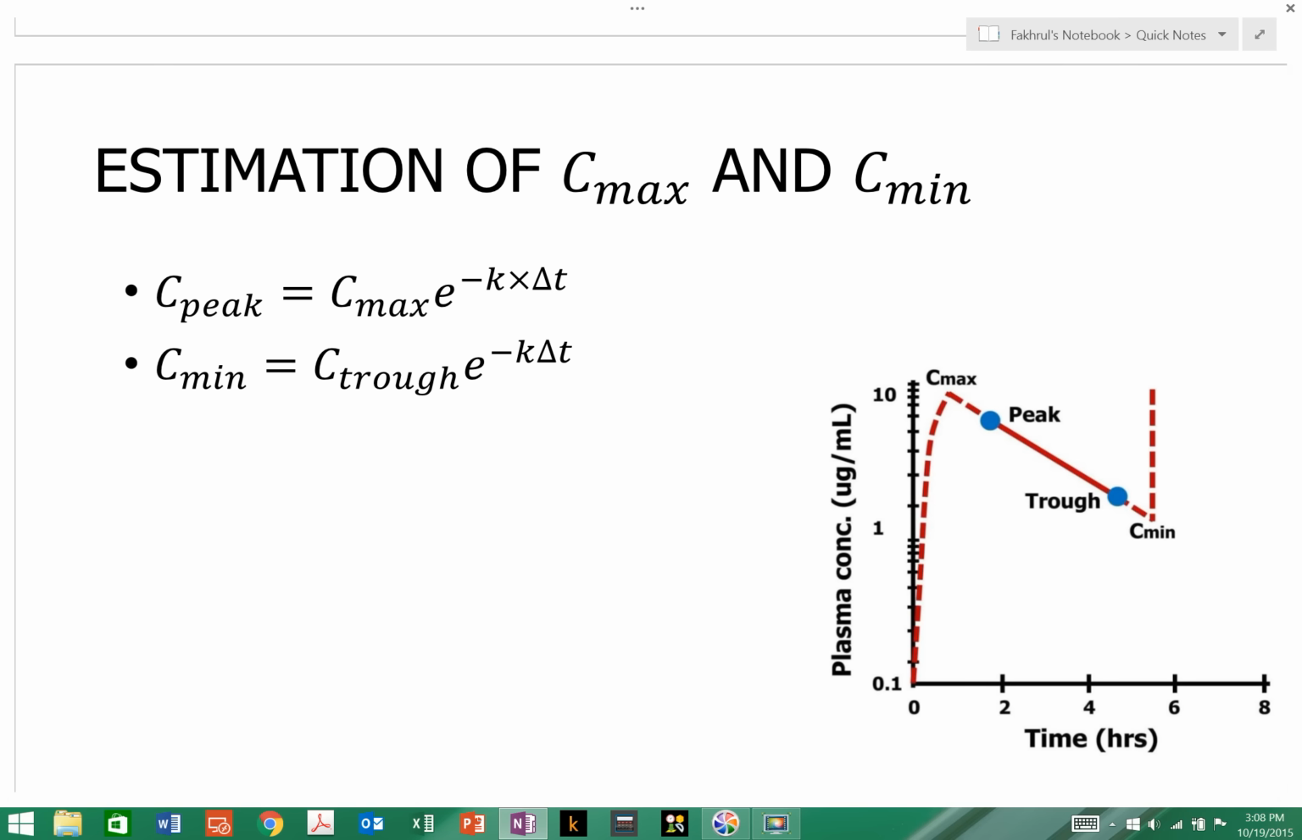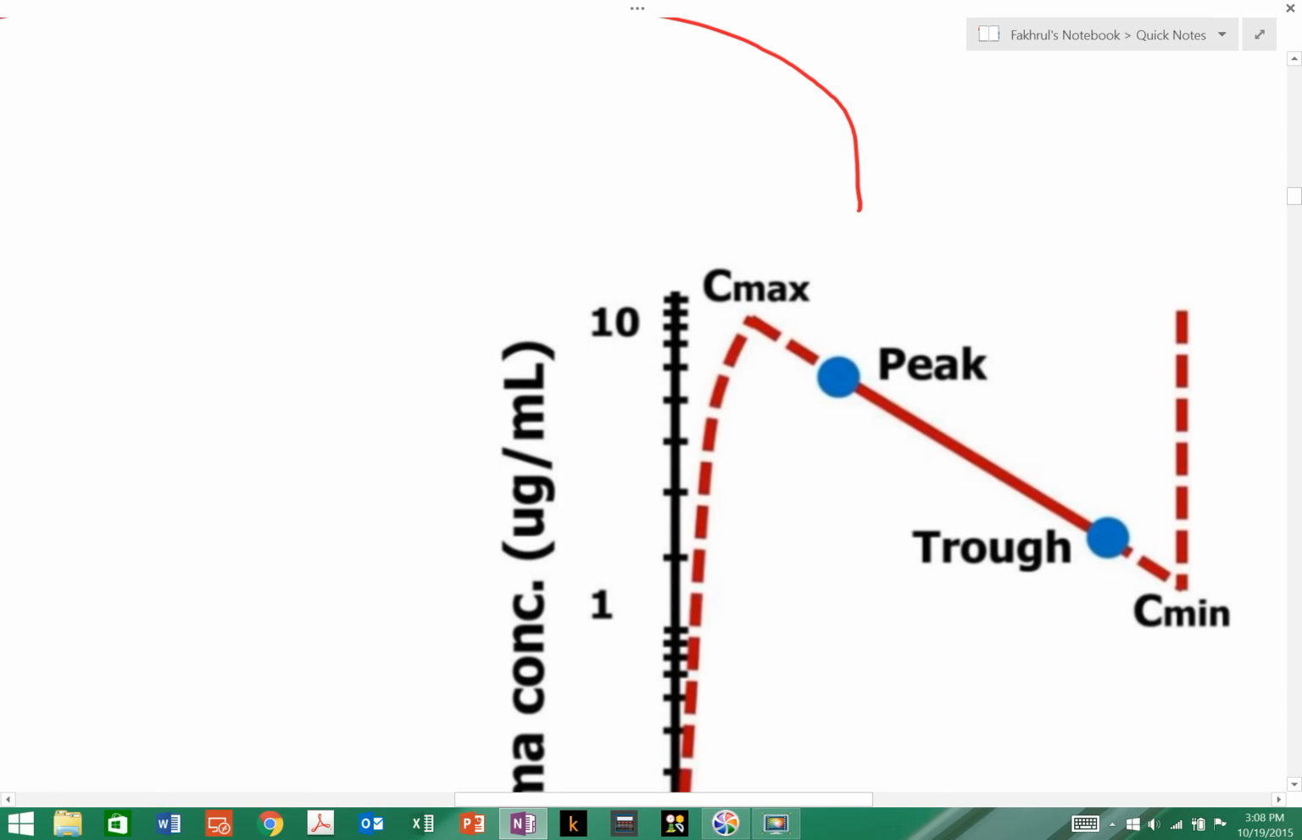So one of the important parameters that you can calculate is my Cmax. You just rearrange this equation. In the next slide I will show you. But this delta T is in fact this one. This would be your delta T in case of Cmax, and in case of Cmin you have to use this.